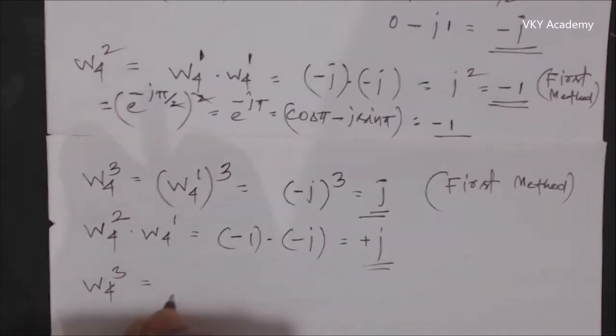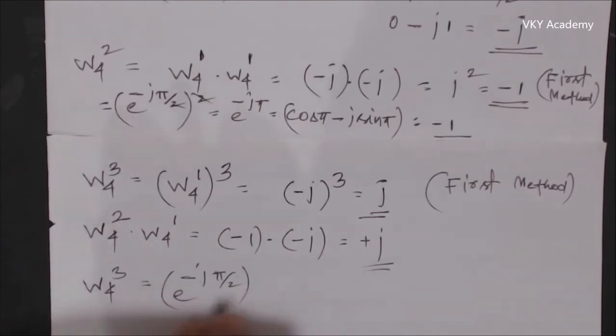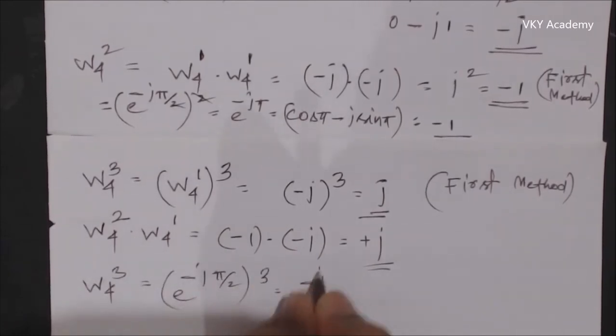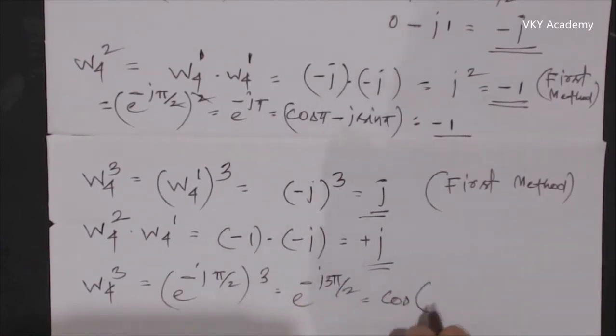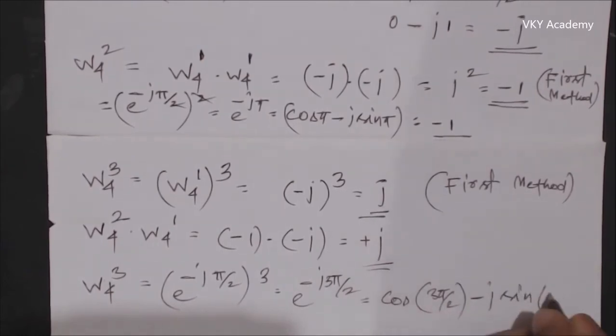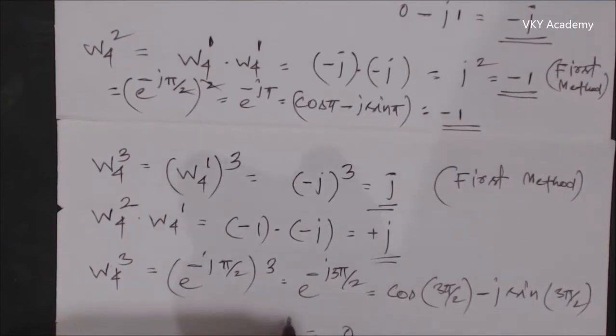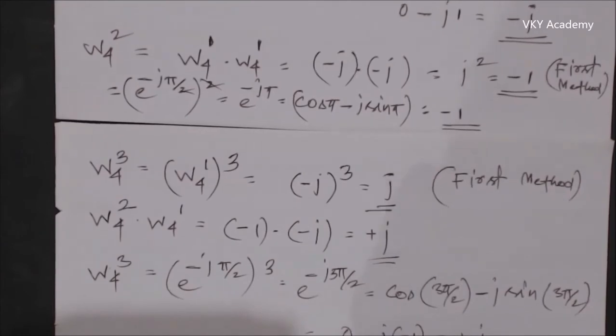Or we can also calculate the value by W4 to the power 3 is equal to e to the power minus j pi by 2 whole to the power 3, which is e to the power minus j 3 pi by 2, which is cos 3 pi by 2 minus j sin 3 pi by 2. And cos 3 pi by 2 is 0, whereas j sin 3 pi by 2 is minus 1, which is plus j.